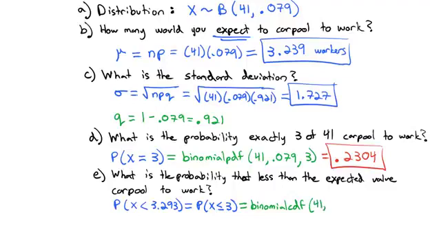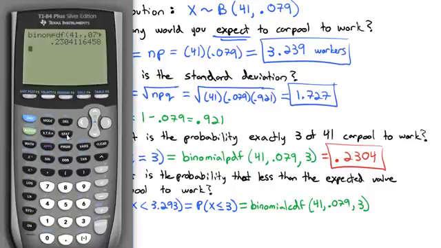Starting with 41 is the sample size, 0.079 is the probability, and we're going all the way up to 3. We'll hit second distribution, go to the bottom, but this time selecting the binomial CDF. I have 41 trials, 0.079 is my probability, and my x value is 3. And when I hit paste, it's going to put those numbers in for me. Again, if you don't have the prompts, just put those numbers in separated by a comma.